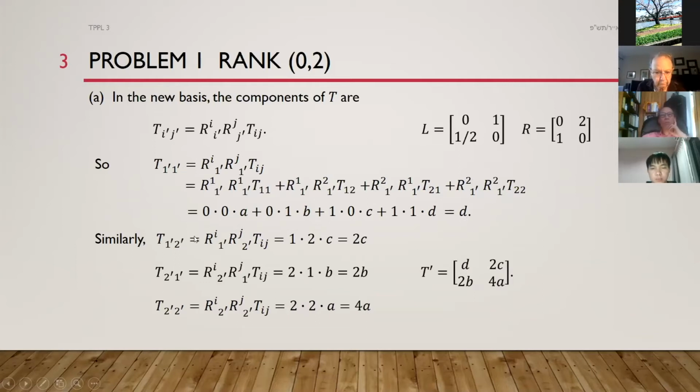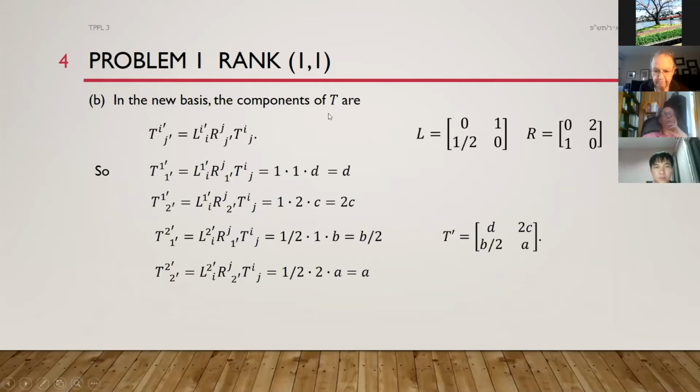And the remaining calculations for 1 prime, 2 prime, etc. are exactly similar. You just change the lower indices appropriately to match the component that you're looking for. And you end up with T prime being D, 2C, 2B, 4A. You don't see the influence of L at all because we didn't use L. R has some kind of multiplicative 2 factor, and that comes through in the expression here.